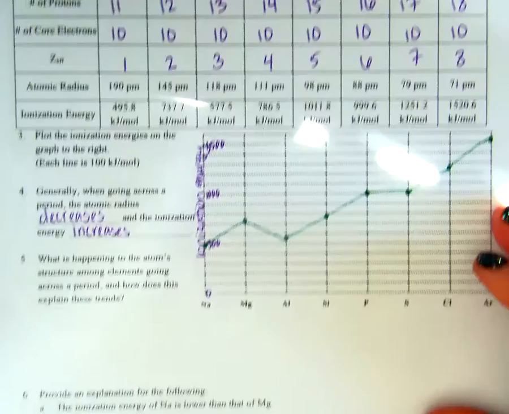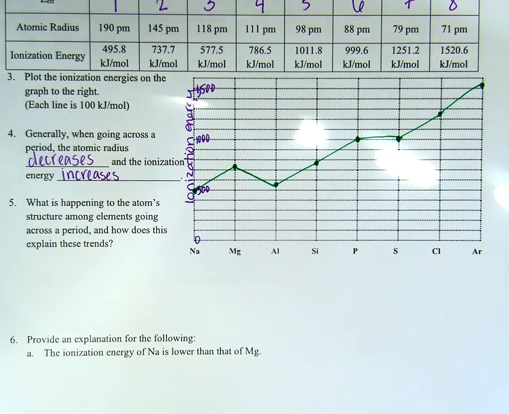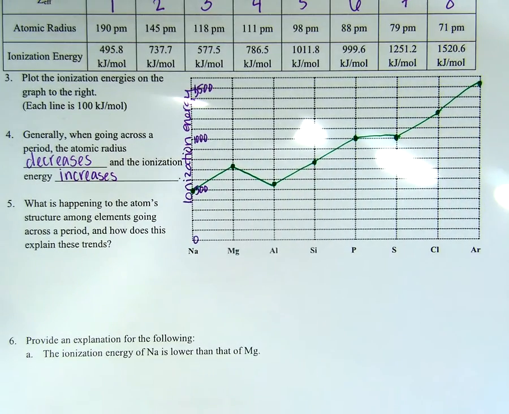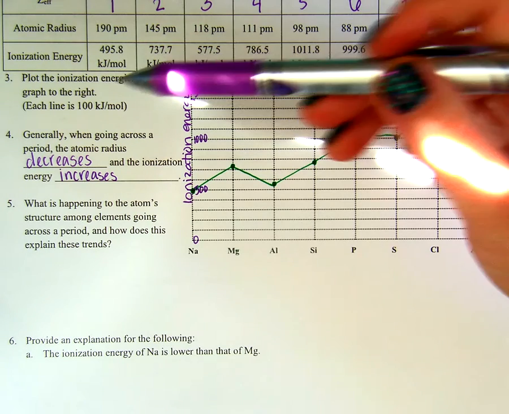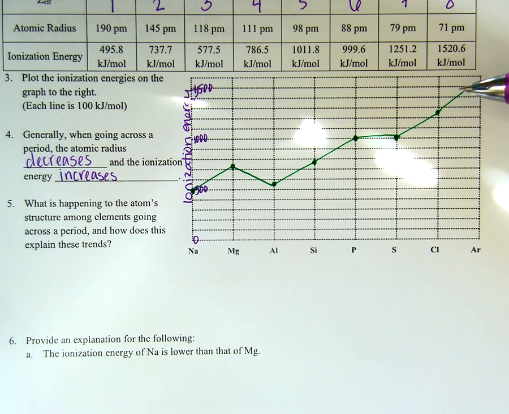Now, of course, the million-dollar question, why does that happen? So what's happening to the atom structure among the elements going across a period, and how does that explain these trends? So right now, I'd like you to please pause this video, think about why that is, and then come back to check your work.